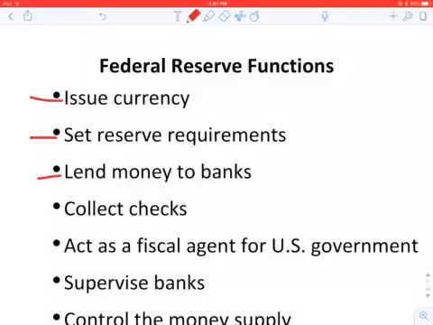It lends money to banks when banks need money. It clears checks. It acts as a fiscal agent for the U.S. government, meaning some of that fiscal policy gets cycled through the Federal Reserve. It supervises banks, and it controls the money supply. It controls the money supply, and that is pretty important.